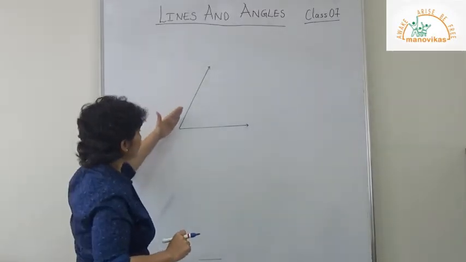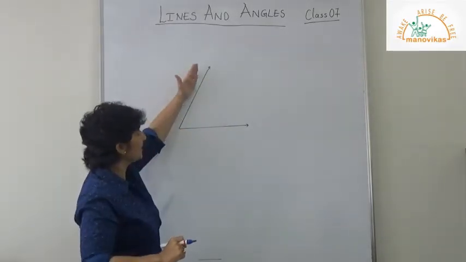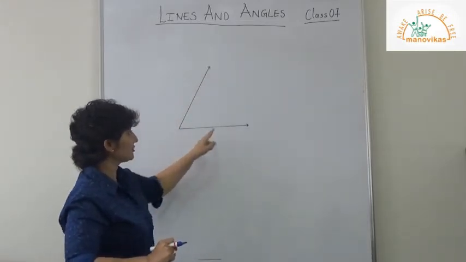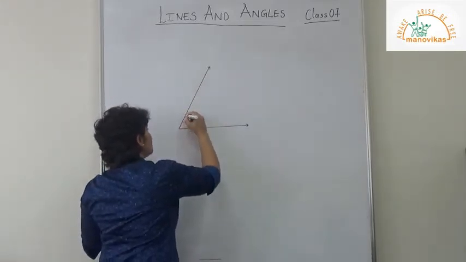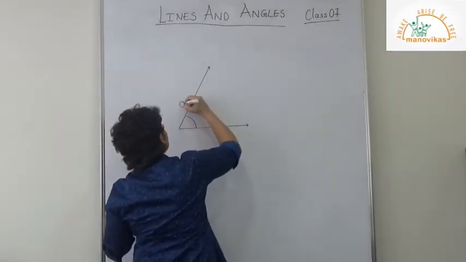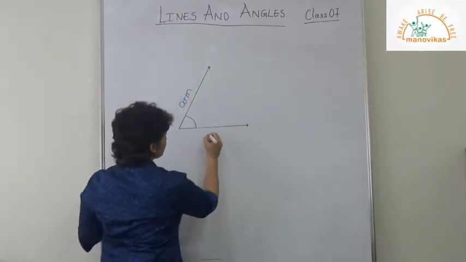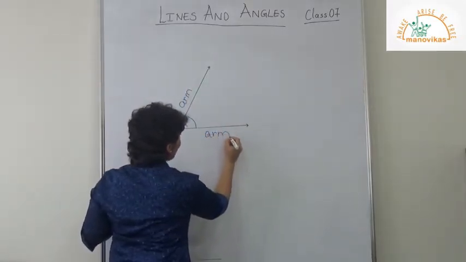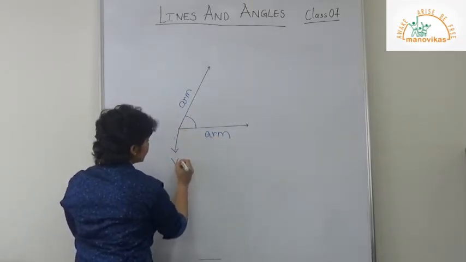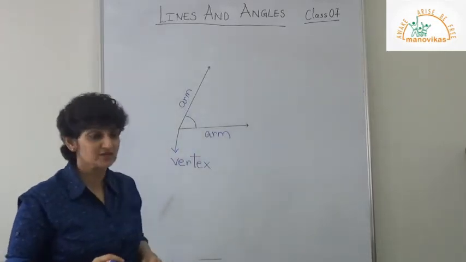Now you see two rays here, correct? There's one ray here and one ray here. When you put them together, it gives you an angle. This is called the arm of an angle. This too is another arm, and this point is called the vertex. Right children, have you understood?